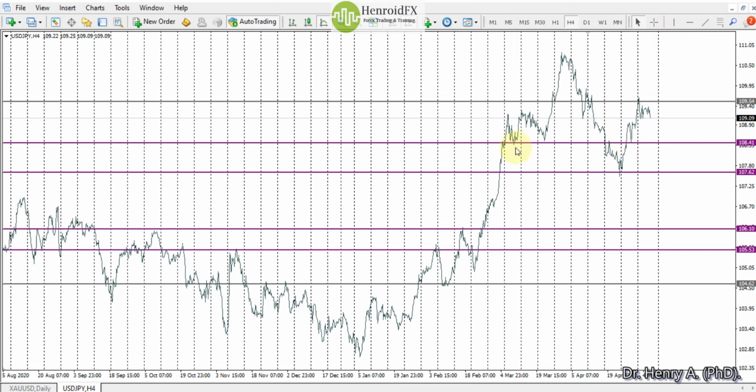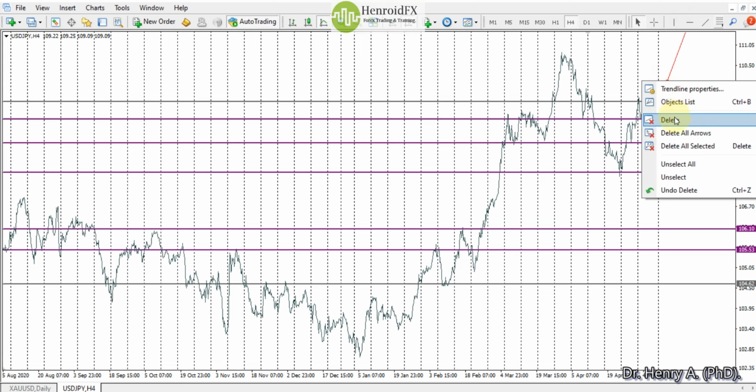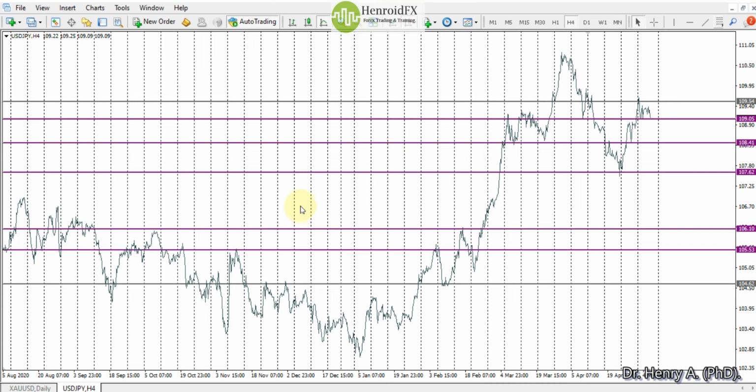You can see 1, 2, 3 here, and then you can see also this is another one at this point. It came here and then it bounced off. It also came here. Who knows, maybe this is going to become a strong support level, and then you see the price action going in this direction.